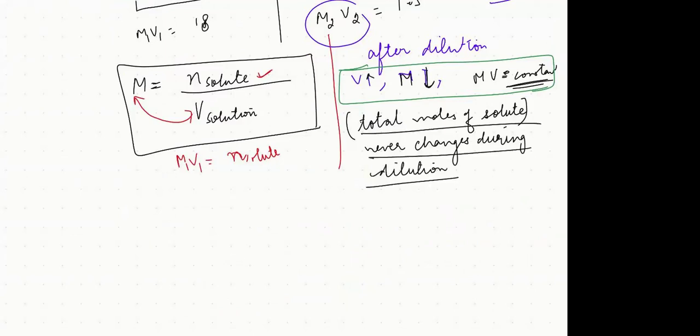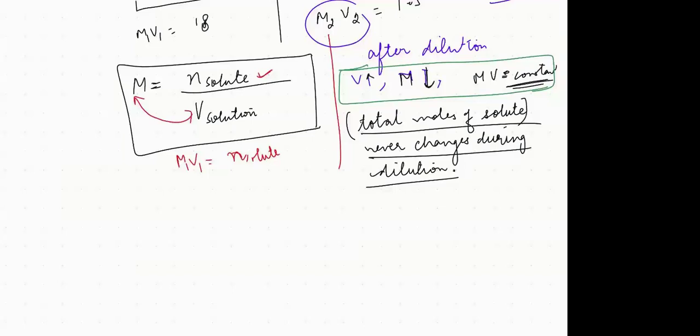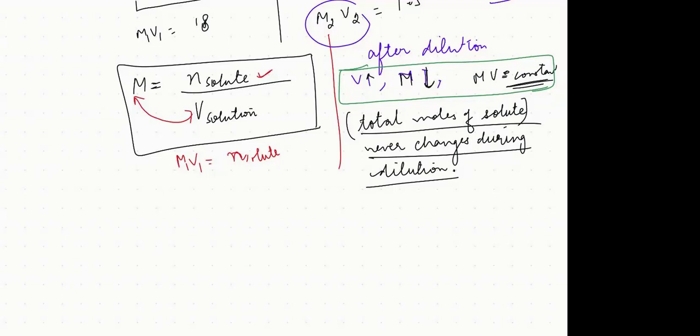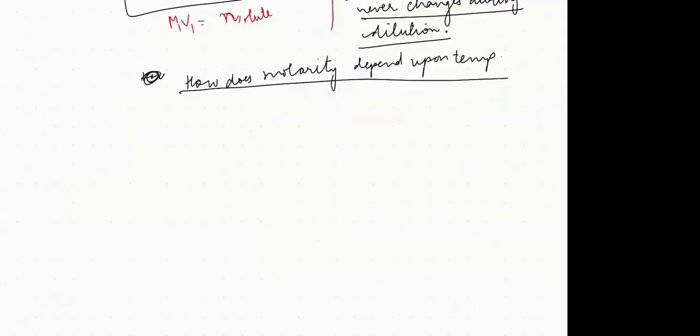Understood or not? That is the point. So this is molarity. Now understand, how does molarity change with temperature? Ma'am, temperature is directly proportional to volume, so molarity would decrease. There are two cases.